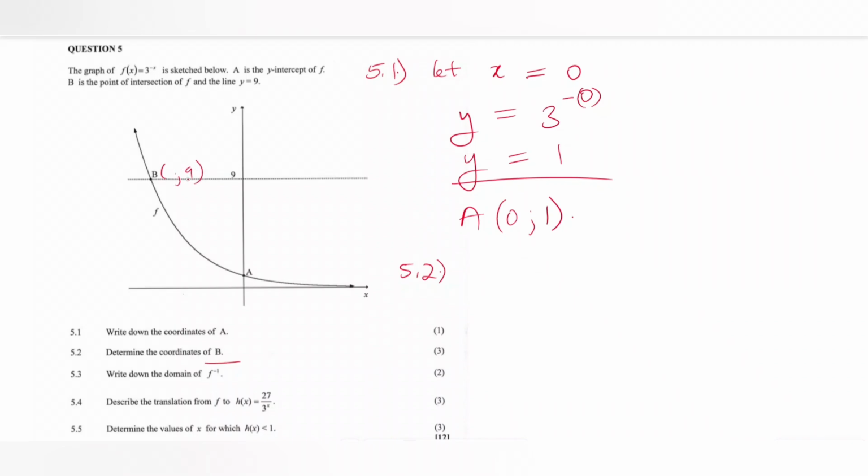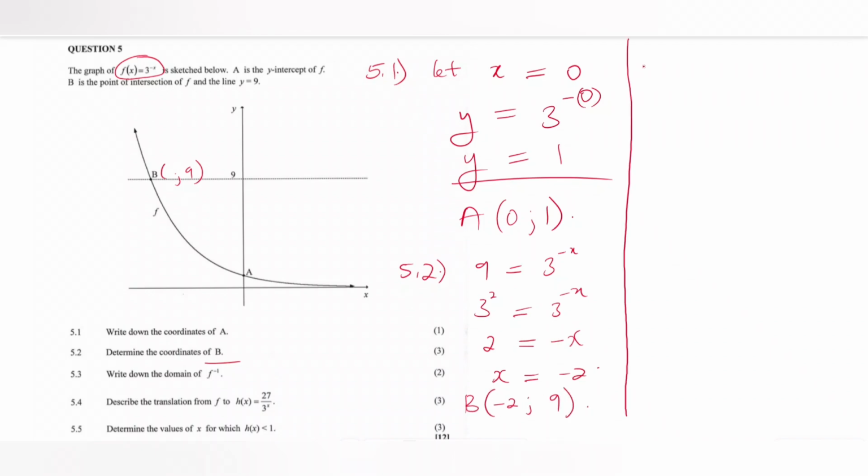So we substitute y is equal to 9 into our equation of f, where y is f of x. So this is going to be 9 is equal to 3 power negative x. Then we express 9 in base 3. That is going to be 3 squared is equal to 3 power negative x. Our bases are the same. This is an exponential equation. So if bases are the same, then we equate the exponents. 2 is equal to minus x. Therefore, x will be equal to minus 2. So the coordinates of B are x is minus 2 and y is 9.